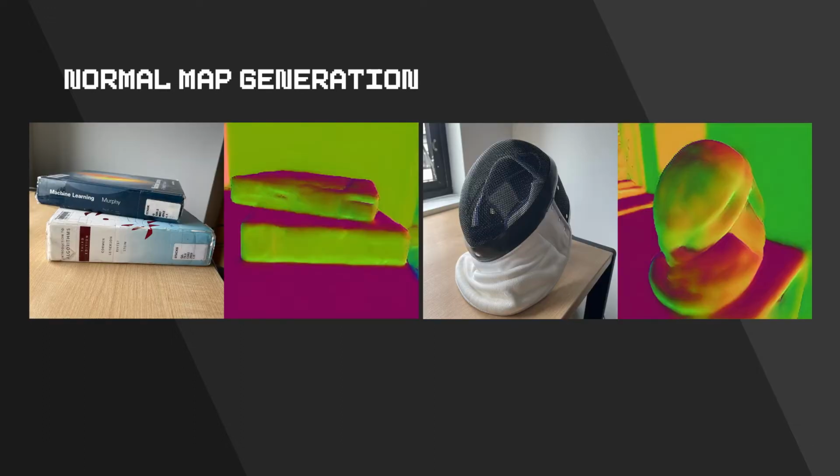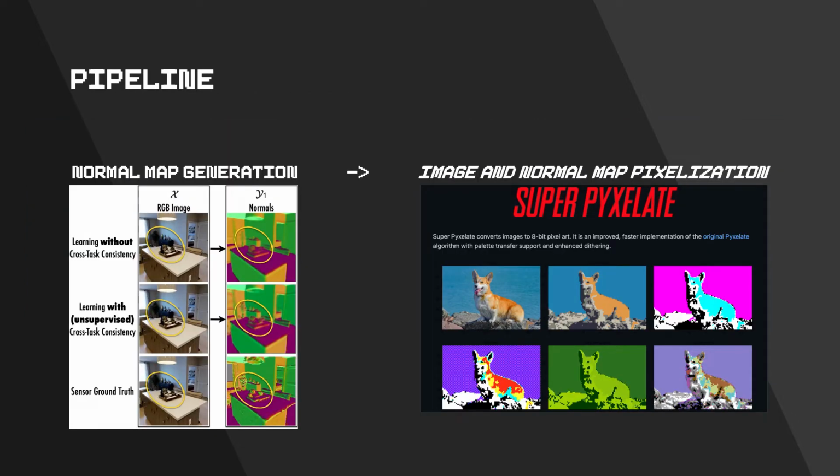Here are some examples of normal maps generated by this algorithm. You may notice that it uses a non-traditional normal map palette, but we recover it in our extension, matching the standard game development palette. Even though the network is trained on sparse indoor images, it deals well even with some object close-ups. Now, let's talk about the pixelization process, where the Super Pixelate algorithm is used.